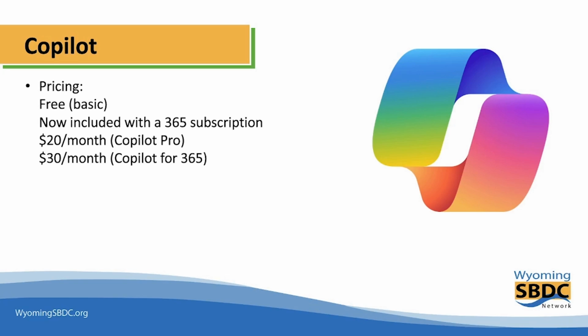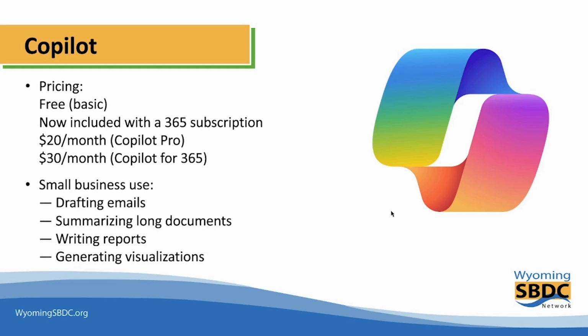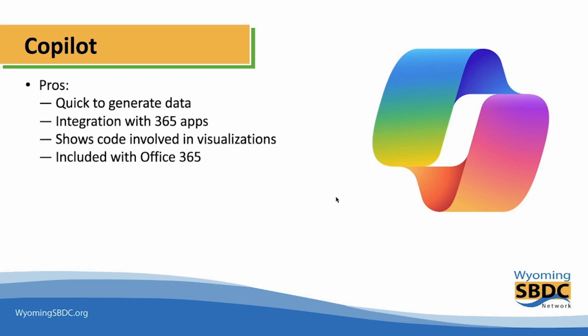and is actually included with a 365 subscription. Alternatively, you can pay $20 a month for the Copilot Pro or $30 a month for the 365 version if you don't want to pay for the rest of the suite as well. Some of these small business uses for this are drafting emails, summarizing long documents, writing reports, and generating visualizations. Some of the pros to it is that it's pretty quick to generate data. That pie chart I made was made in under 20 seconds.